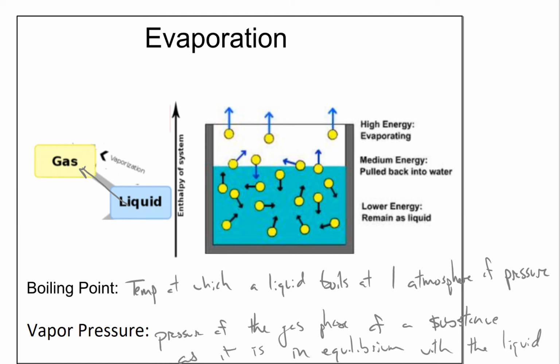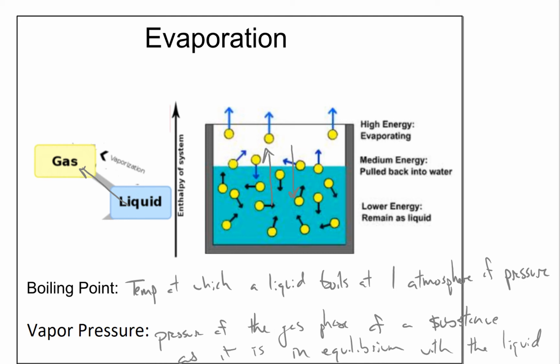Here we're introducing a term we haven't seen yet, equilibrium. Equilibrium deals with the rate at which things happen. So a vapor pressure is defined that when the rate of evaporation is the same as the rate of condensation, there's a certain pressure of the vapor phase or of the gas phase of that substance.